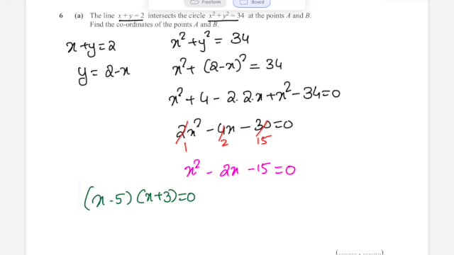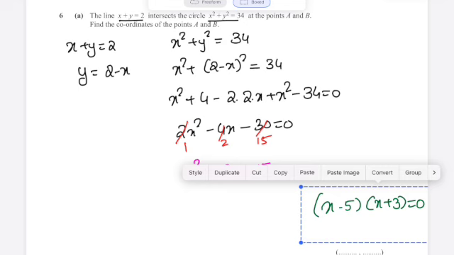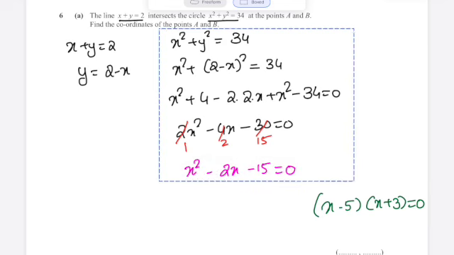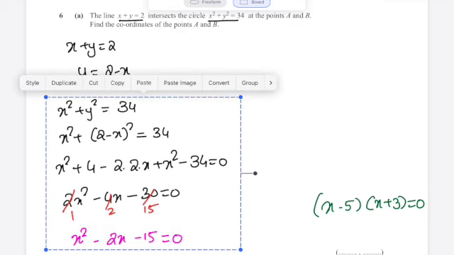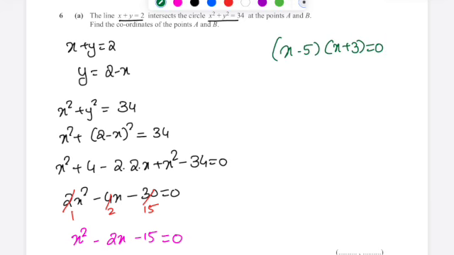So I move that equation here for a moment. Then I move this entire working over here. So I got x minus 5 times x plus 3 equals 0. So x minus 5 equals 0 and x plus 3 equals 0. So x equals negative 3 and x equals 5. 5 and negative 3. But what is y?